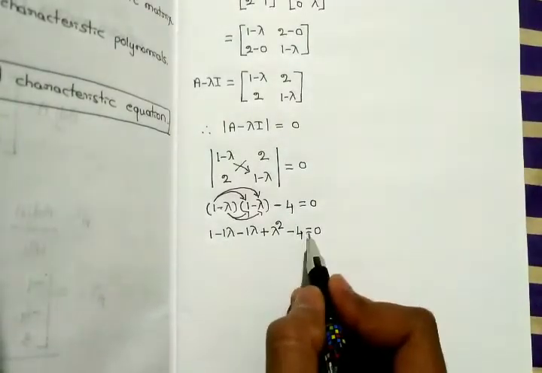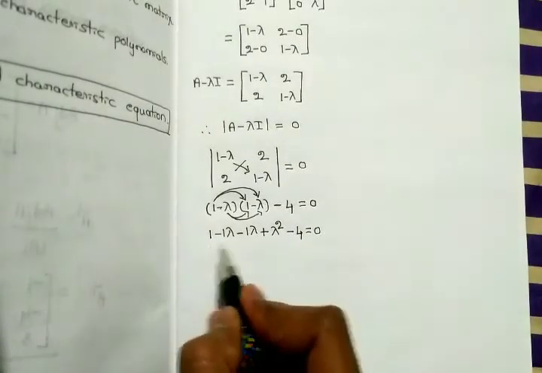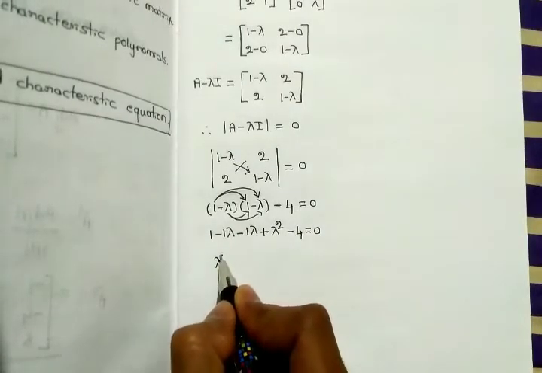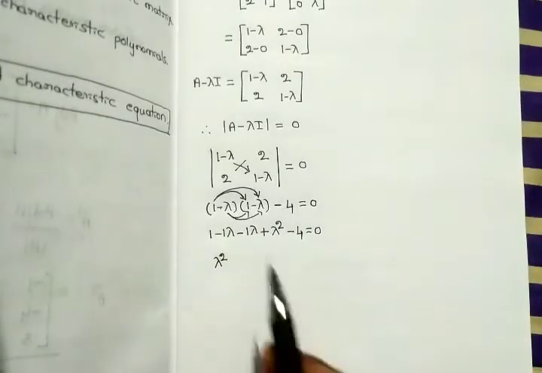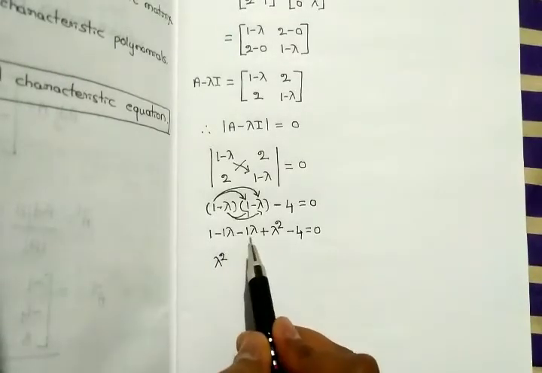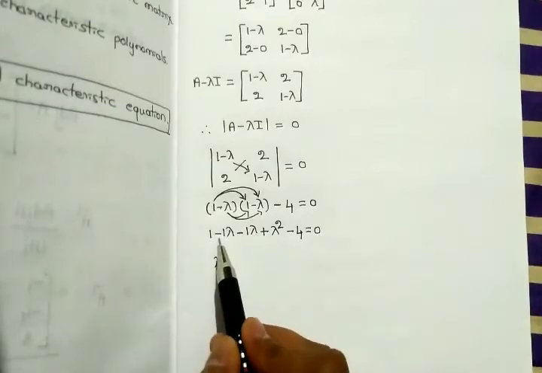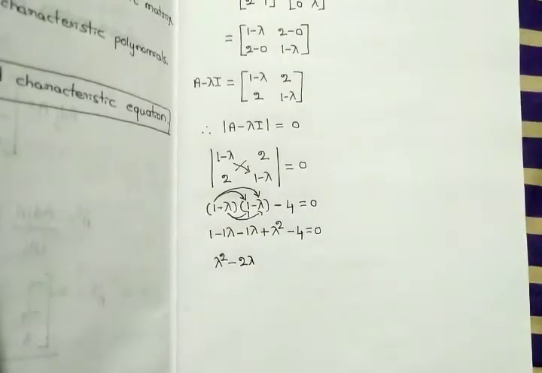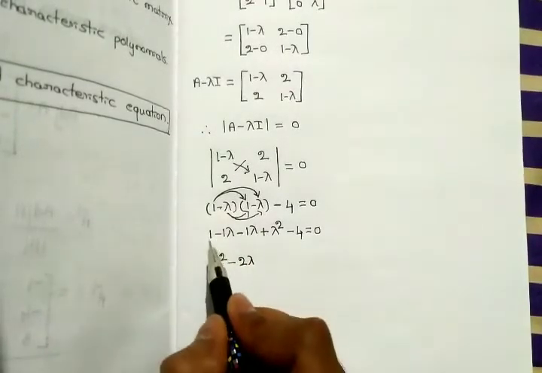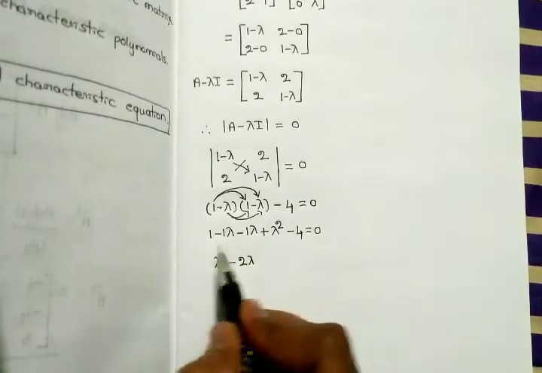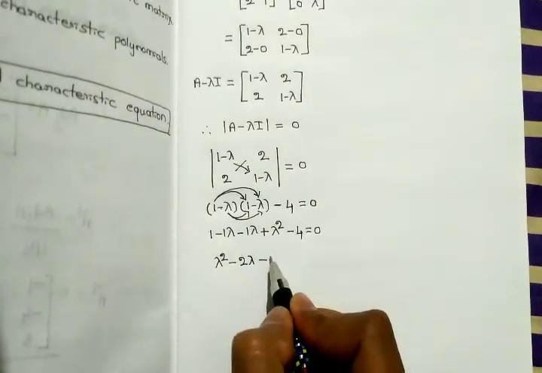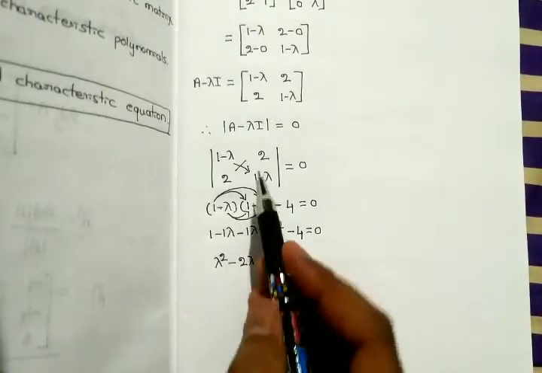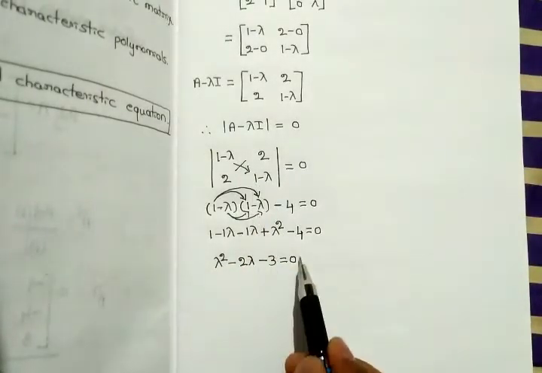So next, simplify this. In this entire equation there is only one lambda square, so I am going to write it first, lambda square. Again, minus 1 times lambda, minus 1 times lambda, which is minus 2 times lambda. Next, 1 minus 4 is minus 3, equals 0. So after simplification we get one equation.